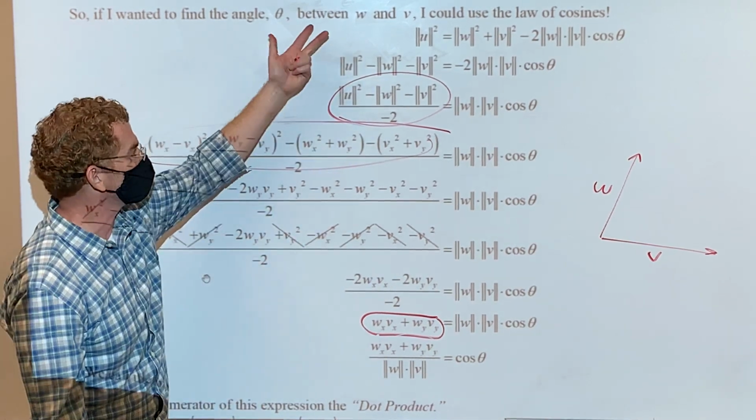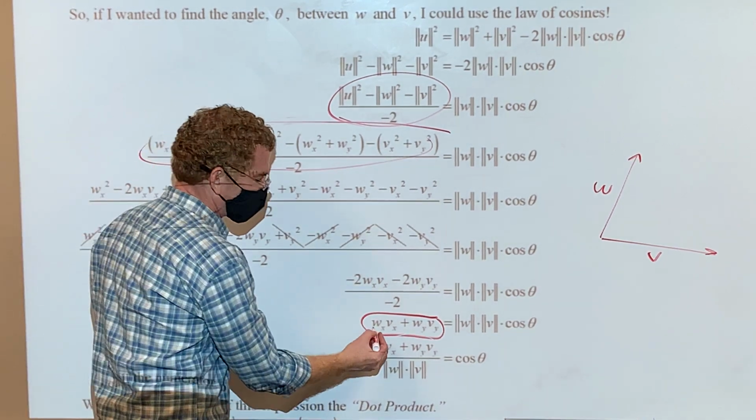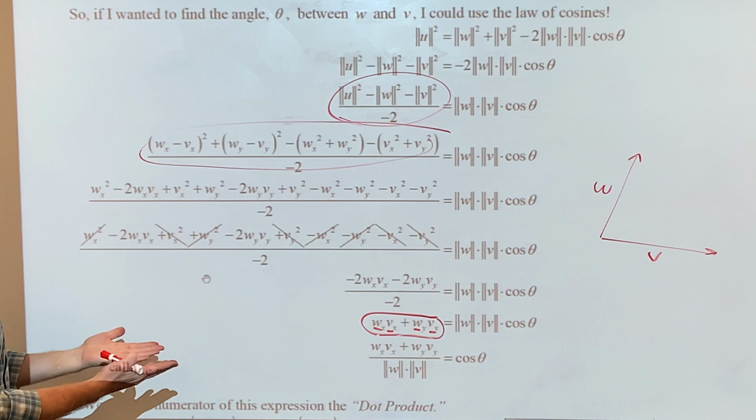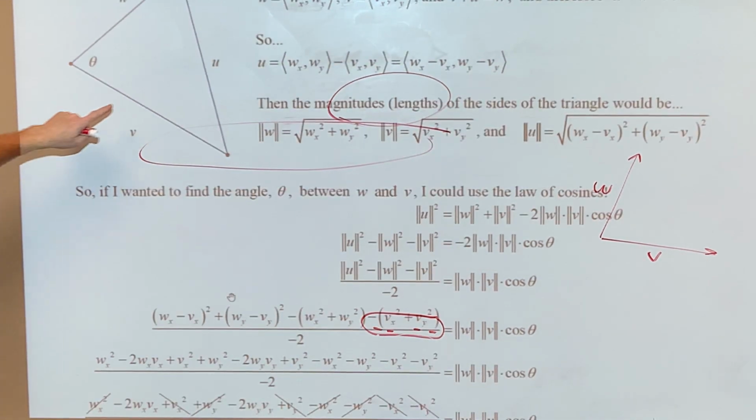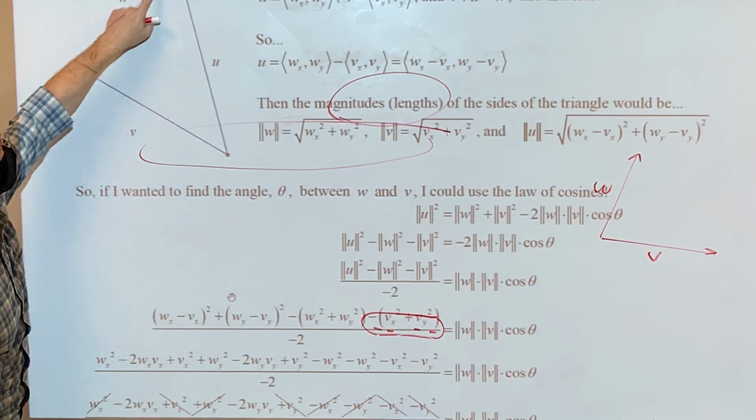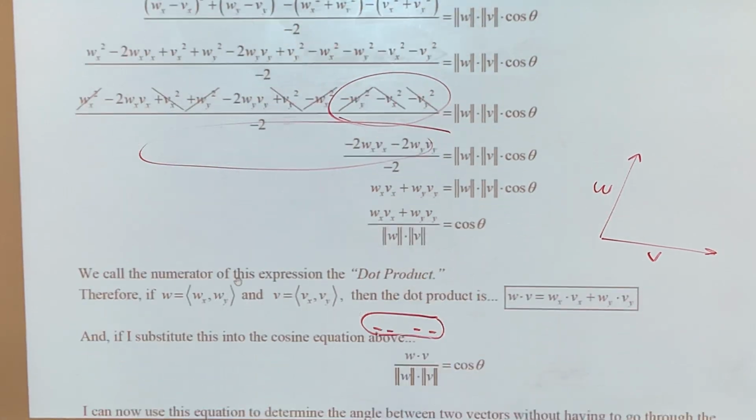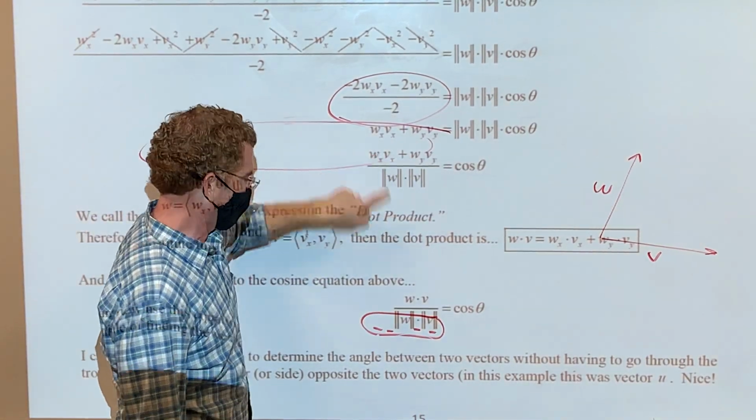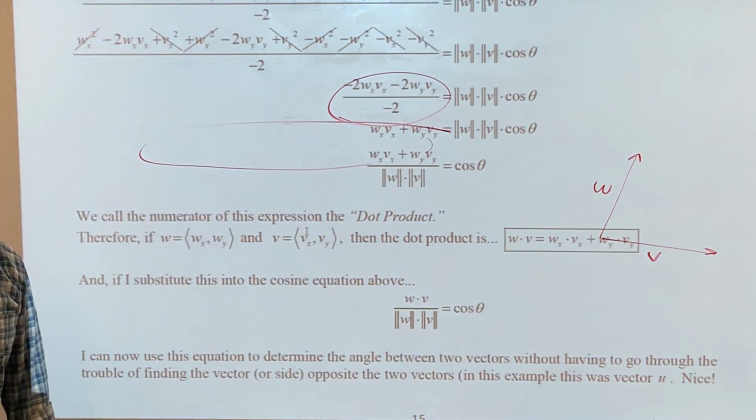I never had to find U, did I? Looked like I needed to, but in the end, all that was left was W and V stuff. So the beautiful part about this is you don't have to worry about this third side anymore. If I want to find the angle between the two vectors, I can jump straight down to my formula and just use the dot product right there in its place. And that's where this formula comes from. You got tracking with me?